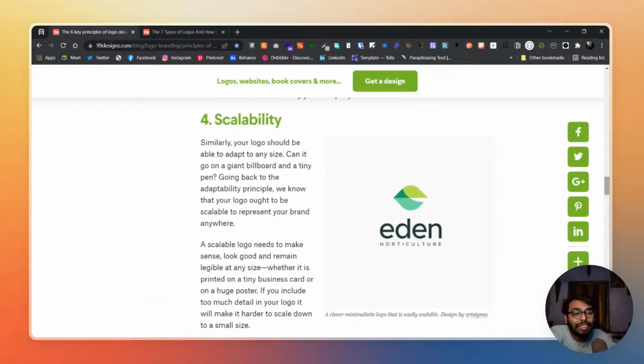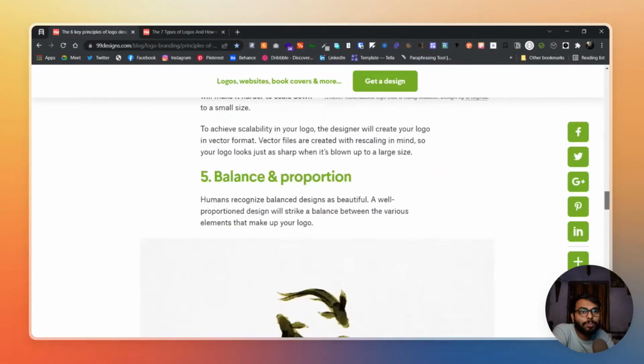I think this should come first, before everything else, because whatever logo you make, it should be scalable. As you can see, 99designs has 99D. This is the 99designs logo, and it is literally this small. Still, it is recognizable, right? Obviously this is called scalability. Even if it's huge, I can recognize it, and even if it's small, I can recognize it easily. So that is what scalability stands for, and it's really, really important.